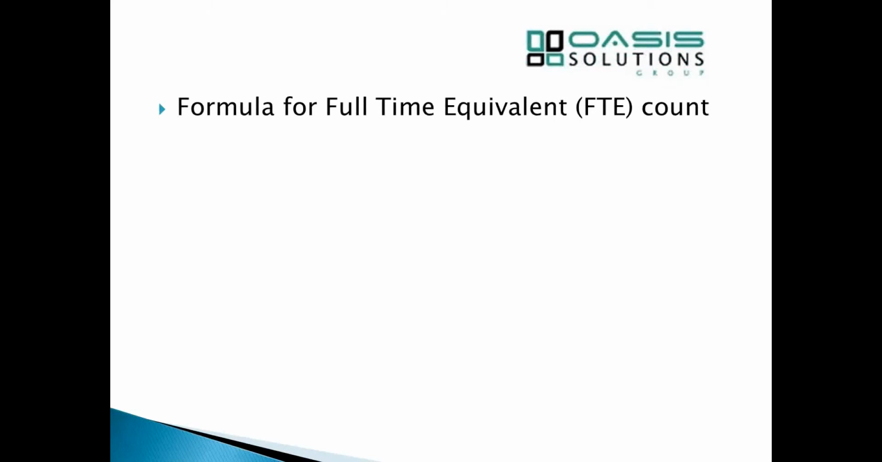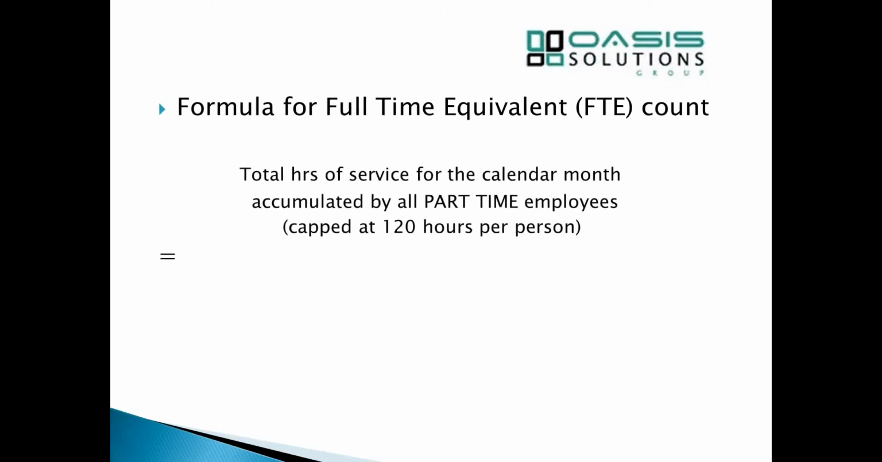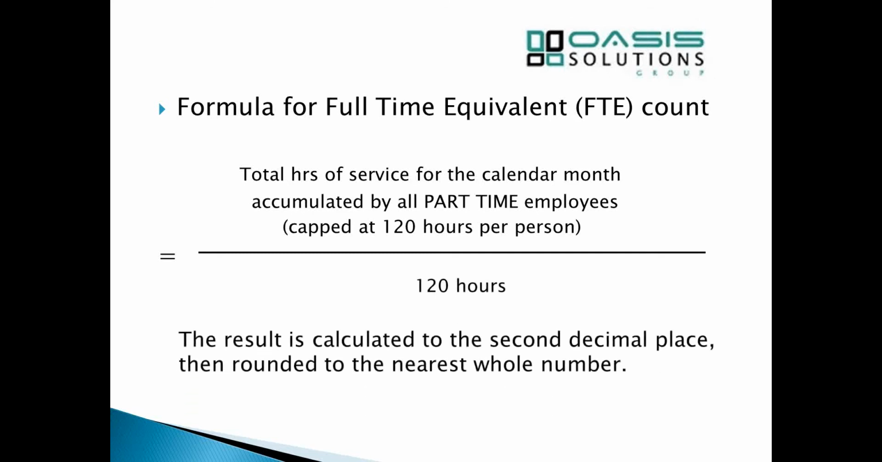The full-time equivalent count is a calculation, and the calculation is the total of hours of service for the calendar month accumulated by the part-time employees. Remember, part-time employees are considered those that have less than 130 hours. But note that the IRS has capped the calculation at 120 hours per person. So if you have an employee that has worked more than 120 hours, but of course less than 130, their hours for the calculation would be capped at 120. That total is then divided by 120 hours. The result calculated is then rounded to the second decimal place and then rounded to the nearest whole number.